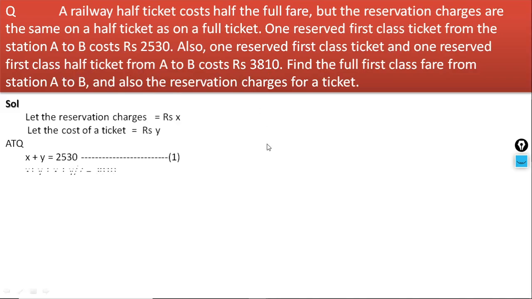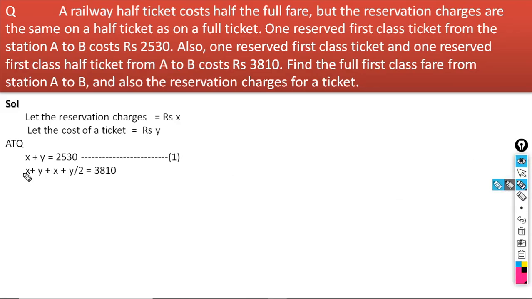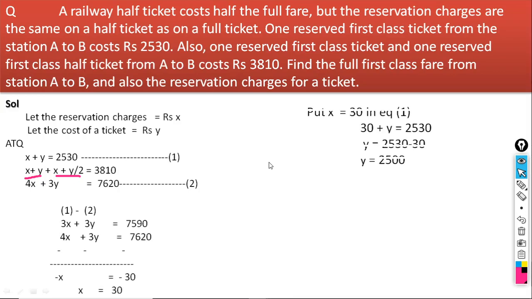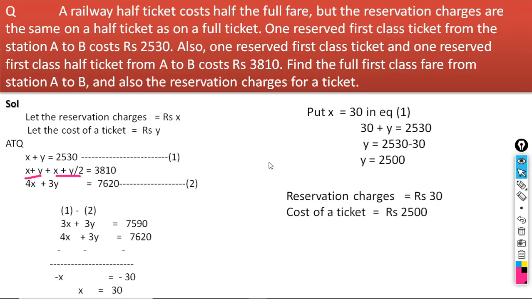For this, x + y/2. Reservation charges are the same for both, but the cost of a ticket will be half in the second case. Here x + y for the first ticket. There are two tickets to be purchased here. First ticket and second ticket is this one. Total cost is 3810. By simplifying this by taking LCM and all that, we get the second equation. Solving them, you would be able to find x and y. X is 30, y is 2500. So the reservation charge is rupees 30 and the cost of a ticket is 2500.